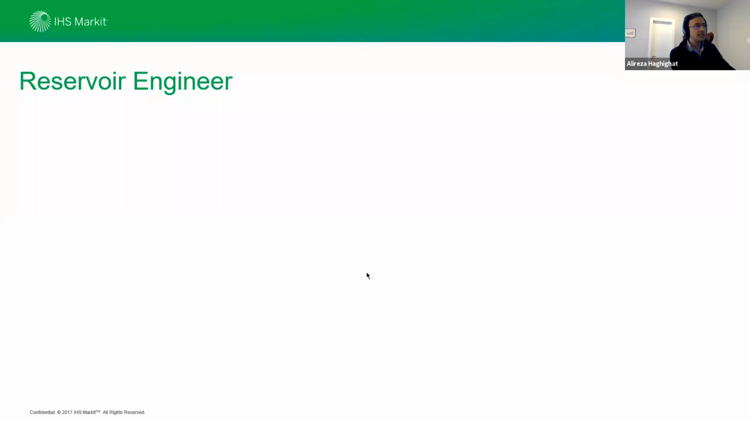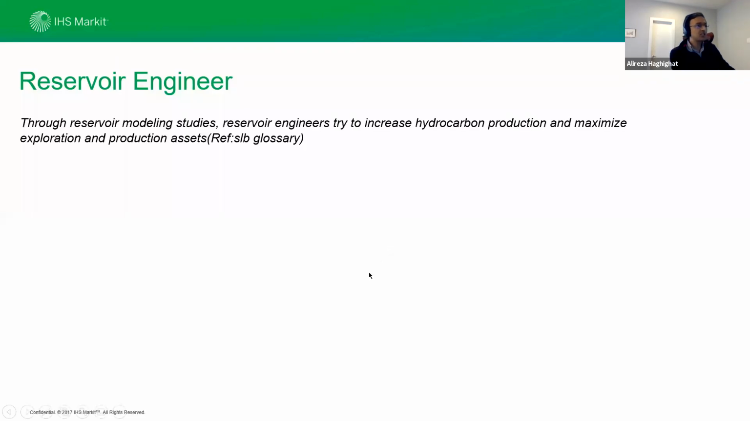in a company. So based on the Schlumberger definition, a reservoir engineer tries to increase hydrocarbon production, and more importantly, he or she maximizes exploration and production assets. So this is the job of a reservoir engineer.